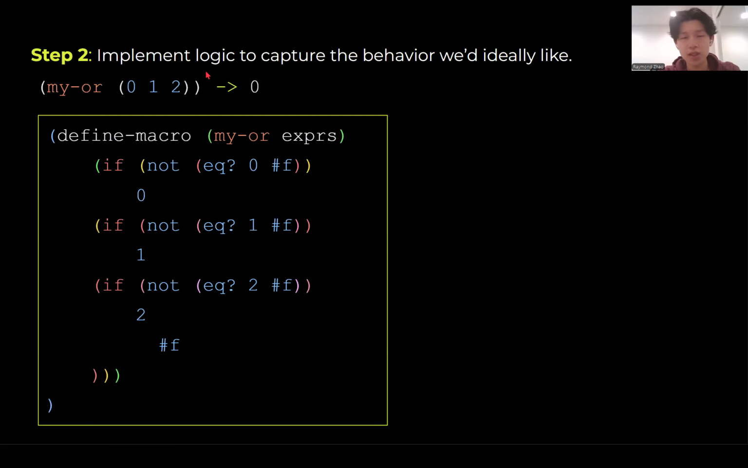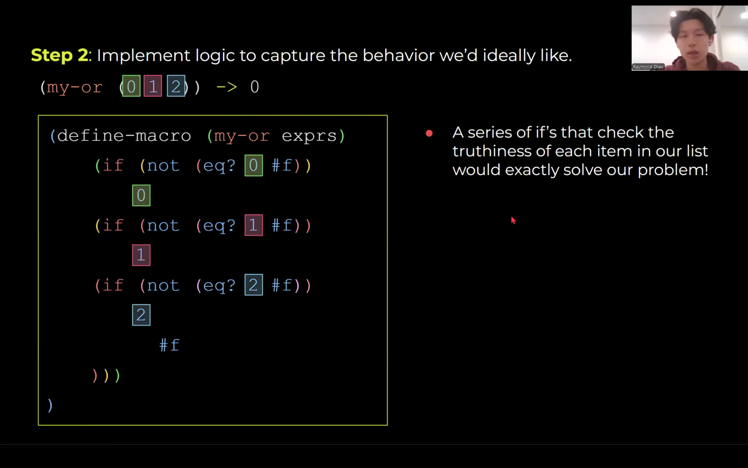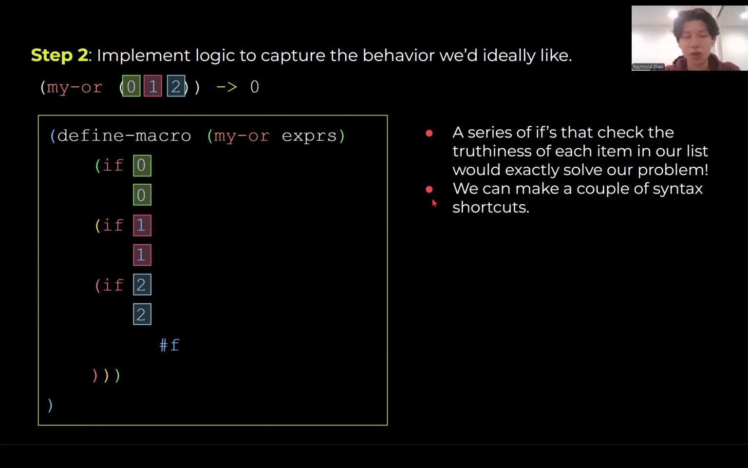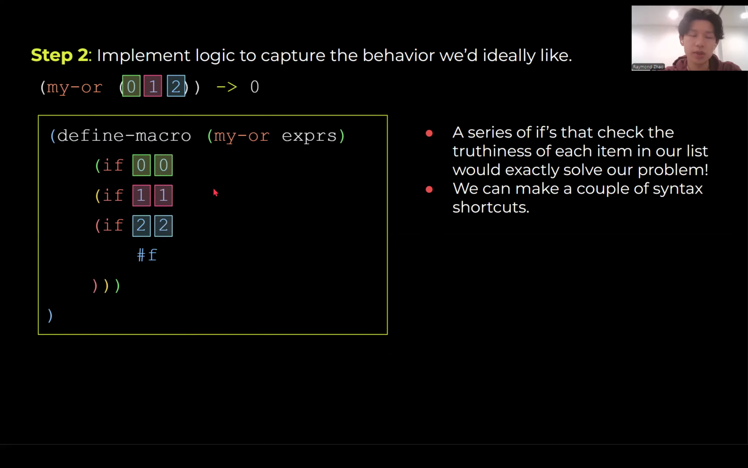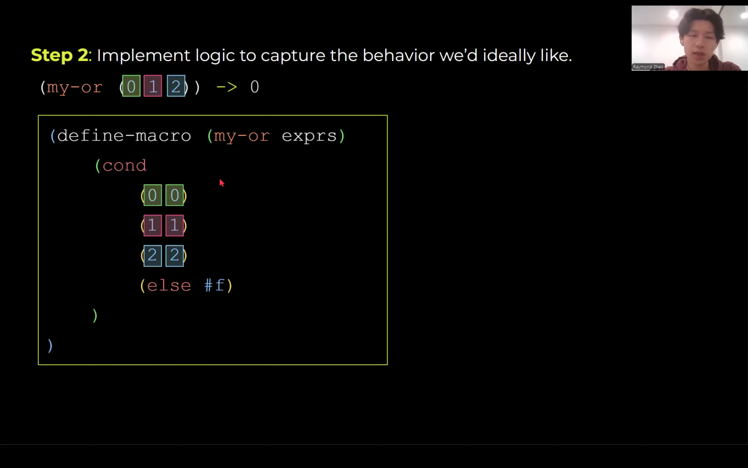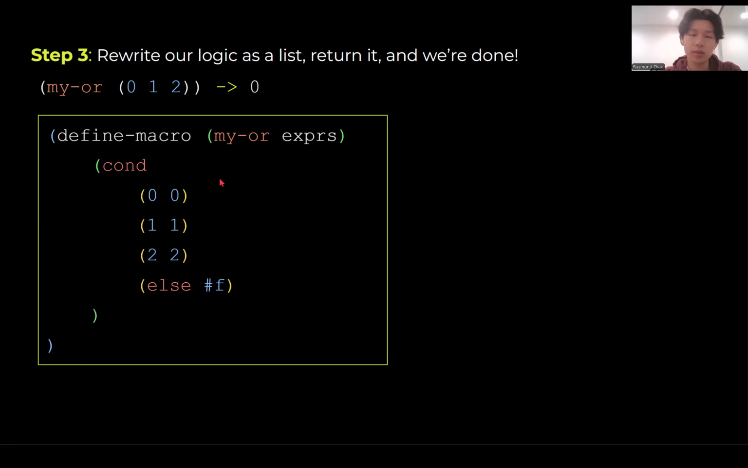So we want to implement the logic to capture that behavior. Now I'm going to make a couple of syntactical shortcuts. In Python, I don't need to say if this is true, return it. I can just say if the thing, because that thing will inherently evaluate the truth or falsity. So I can just say if thing, return thing, else if thing, return thing. Let's condense it. Let's use cond. Let's shorten it. So now we have this.